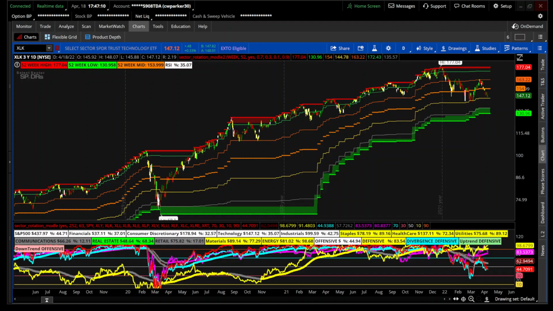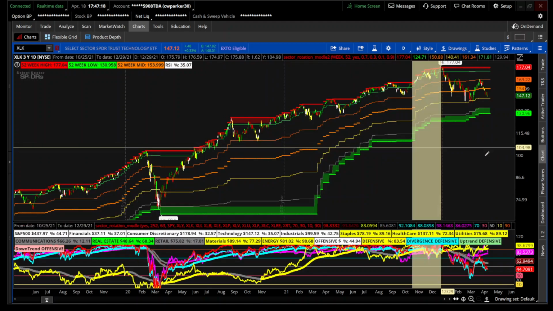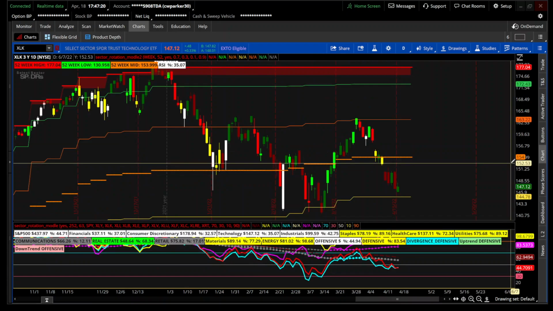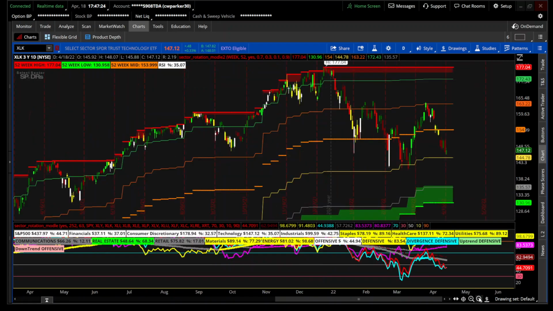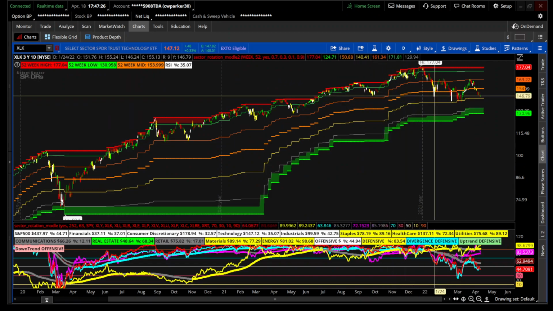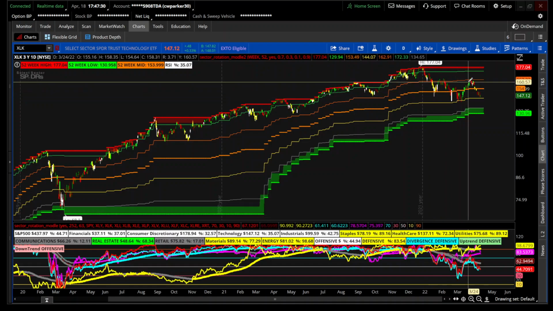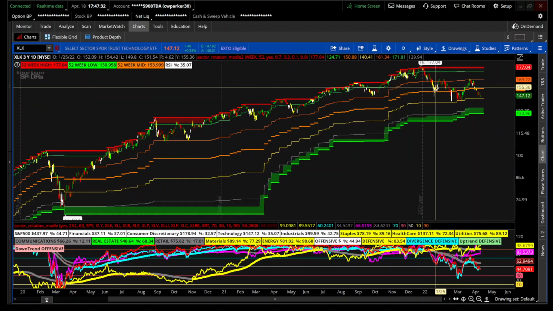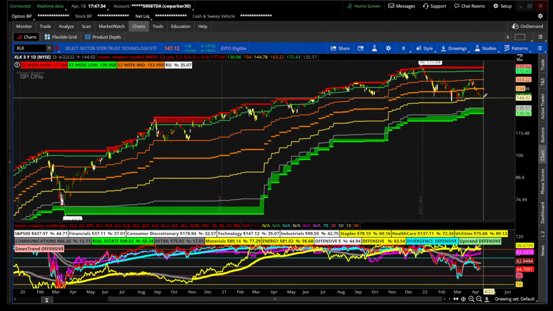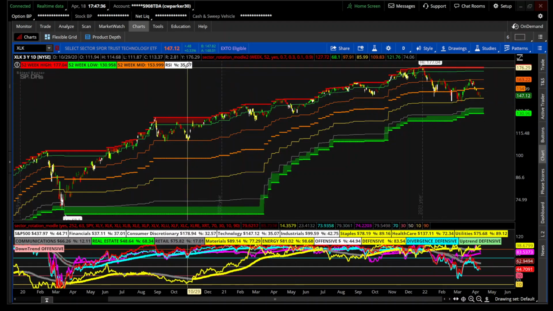And we go down to XLK. As we can see with this XLK, it's showing you the same thing. This is the Select Sector SPDR Trust Technology ETF. Even though Tesla is up and it's reflecting almost the same as Tesla, it's still trending down. It might have some more bounces in this area, but it may cross below this 30. Right now, its RSI rating is 35.7.